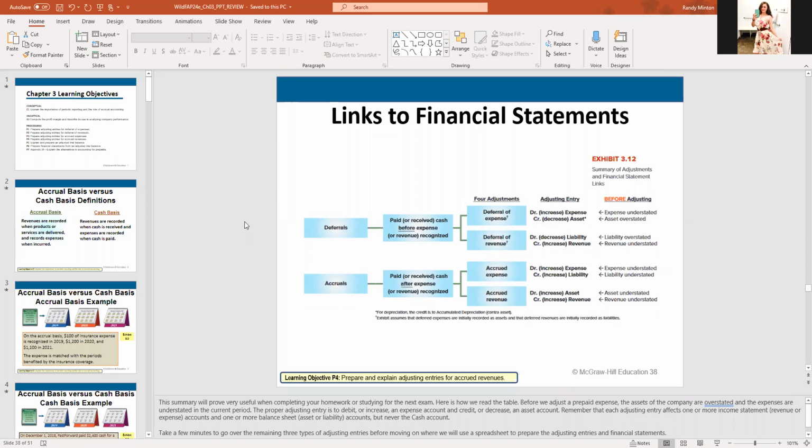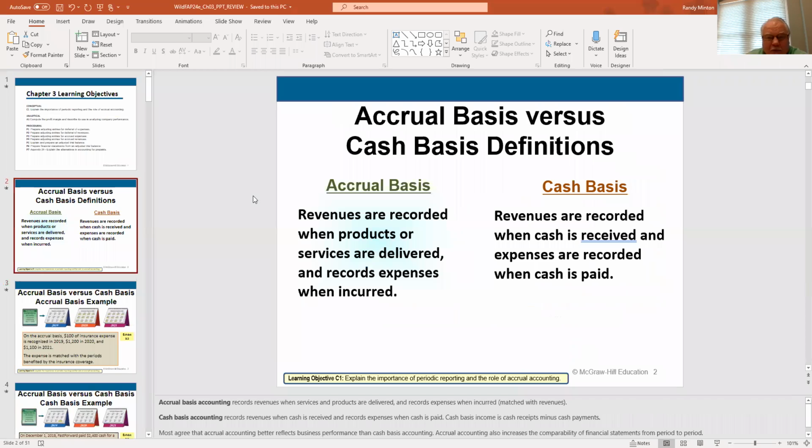Okay. So basically, let's start here with these accrual basis versus cash basis definitions. For most of us, we tend to work on the cash basis. What do I have? Well, I have some money. I'm going to spend the money, or I'm going to receive some money. And so that's this side here. That's the side we're most familiar with, but for us, we're going to work on what we call the accrual basis. And so we're not going to wait until we receive the cash to record an entry.